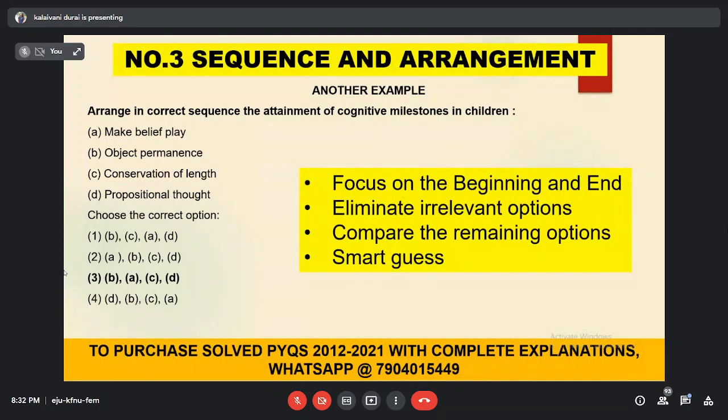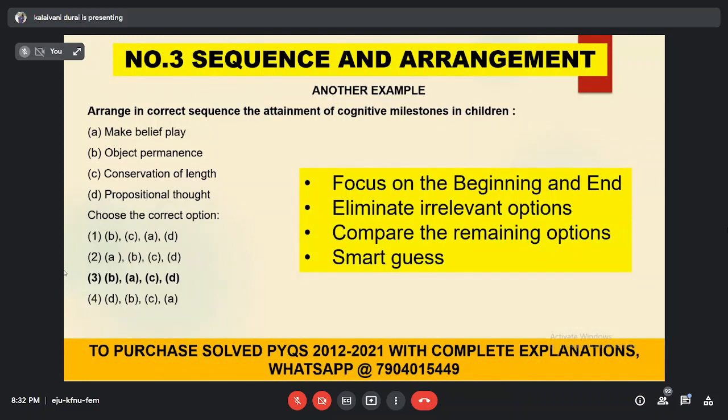If you see that there are a few questions in which two options have the same beginning and the same end, it is most likely that among the two, one is the correct answer. In case you don't know anything about that question, but two options look almost the same, then among the two, any one will be the correct answer. You can do a smart guess there, but please don't overuse this.